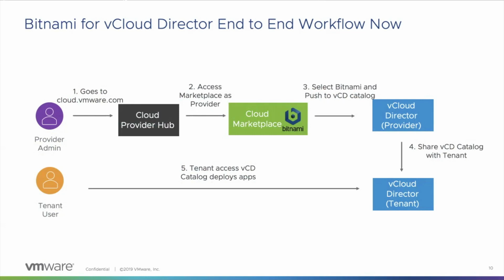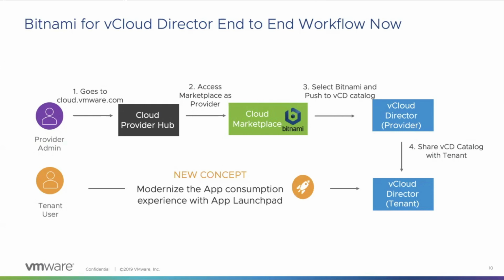The provider could then share that catalog with their tenants, and then the tenant could consume that catalog item, that application, through vCloud Director catalogs or the API. But what we are introducing now is App LaunchPad, which would become the new way for a tenant to interact with the applications that have been published to them in vCloud Director.